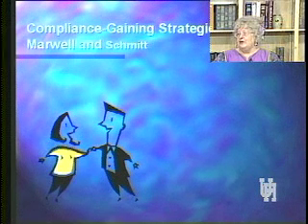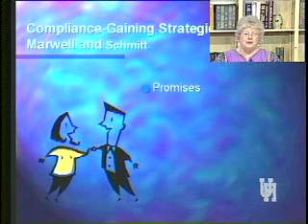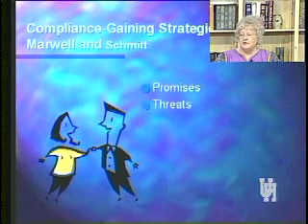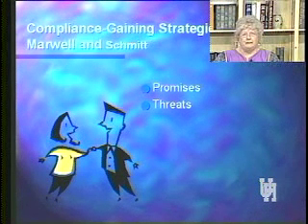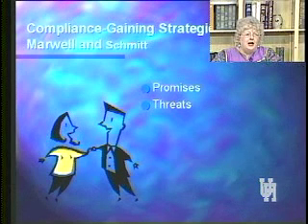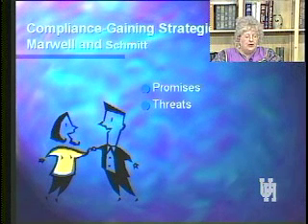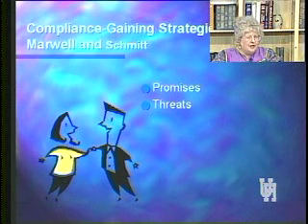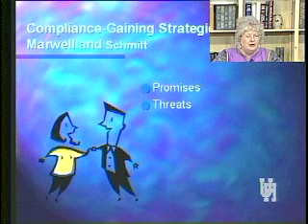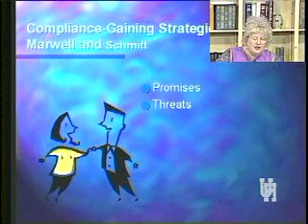Okay, we've alluded a time or two in here to compliance gaining strategies, and it's time to look at those more specifically. Before I go on with the visuals, stop and think for a minute. How do you get someone to do what you want them to do? How do you get somebody to do what you want them to do? How do you get your dad to give you the keys to the car?